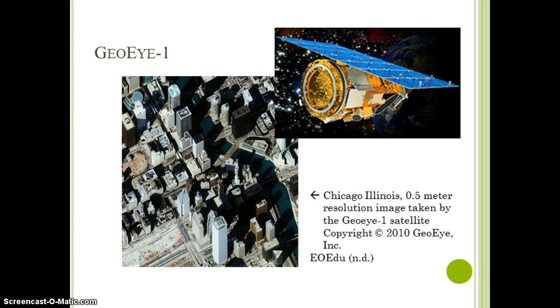GeoEye-1 is a commercial satellite with high spatial resolution, with a ground resolution of 0.41 meters in the panchromatic black and white mode and 1.65 meters in the multispectral color mode. Because of its high spatial resolution, imagery from GeoEye-1 is used in a wide range of applications. The satellite flies in a sun-synchronous polar orbit with a revisit time of under 3 days. As shown here for Chicago, Illinois, the combination of panchromatic and multispectral data offer color images with a resolution of 0.5 meters.